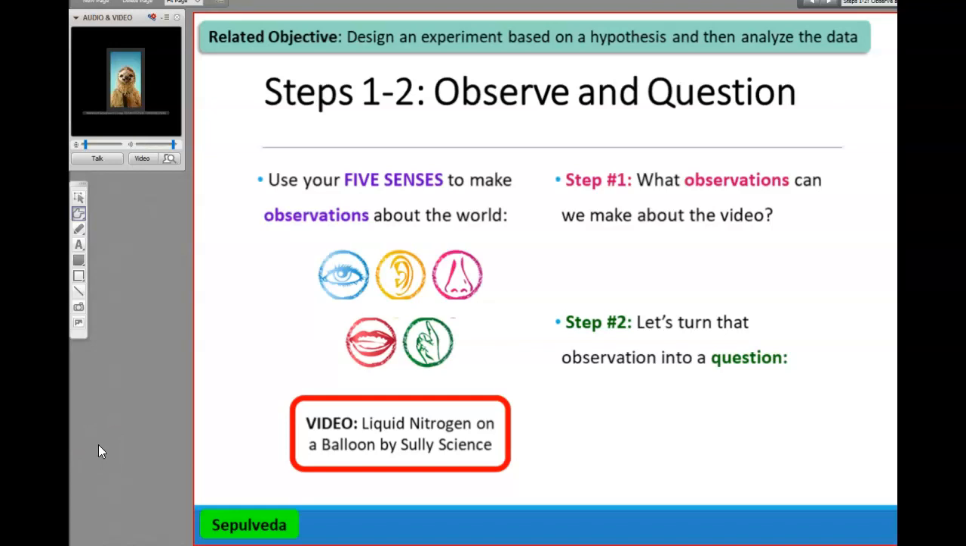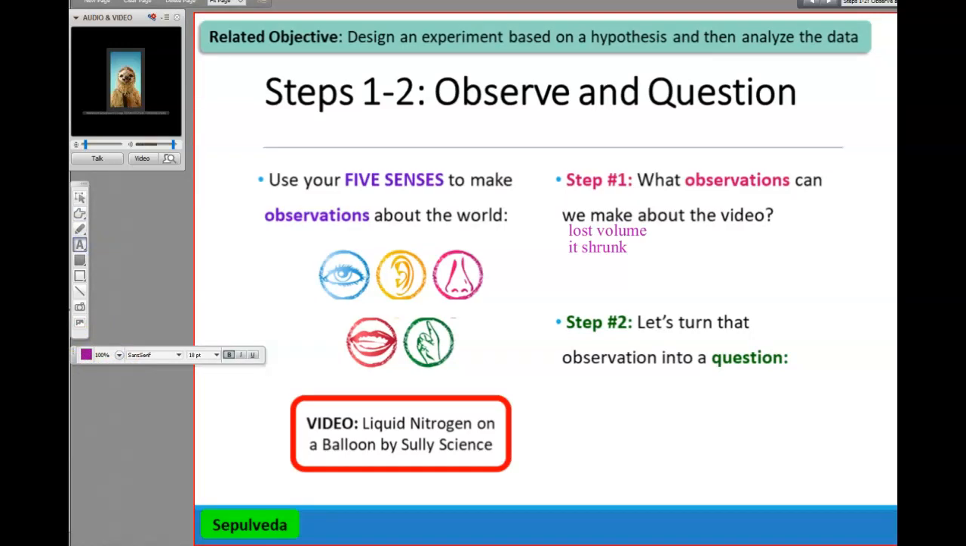Okay, it shrunk. Good. Okay. Lost volume. Now, I'm going to tell you right now, I am not a good typer. Okay. It shrunk. I saw that. Okay. Anything else?